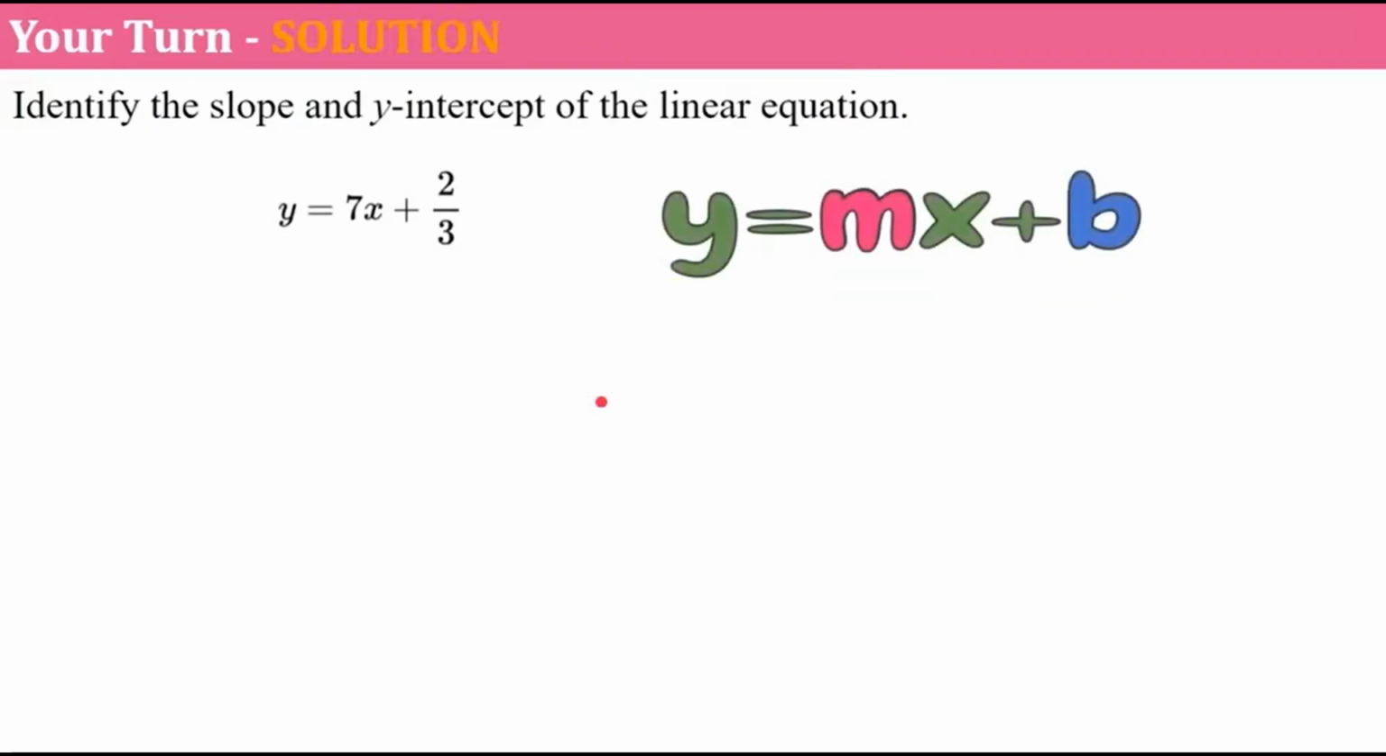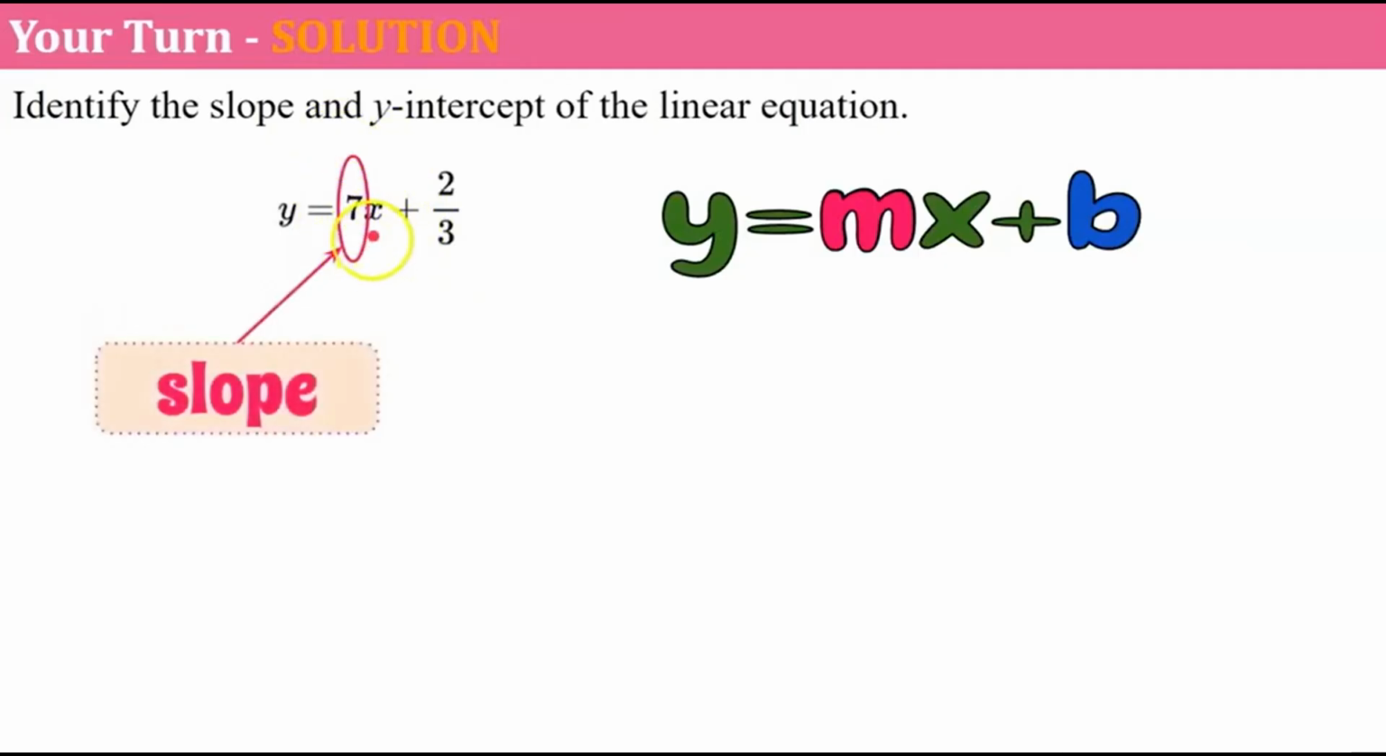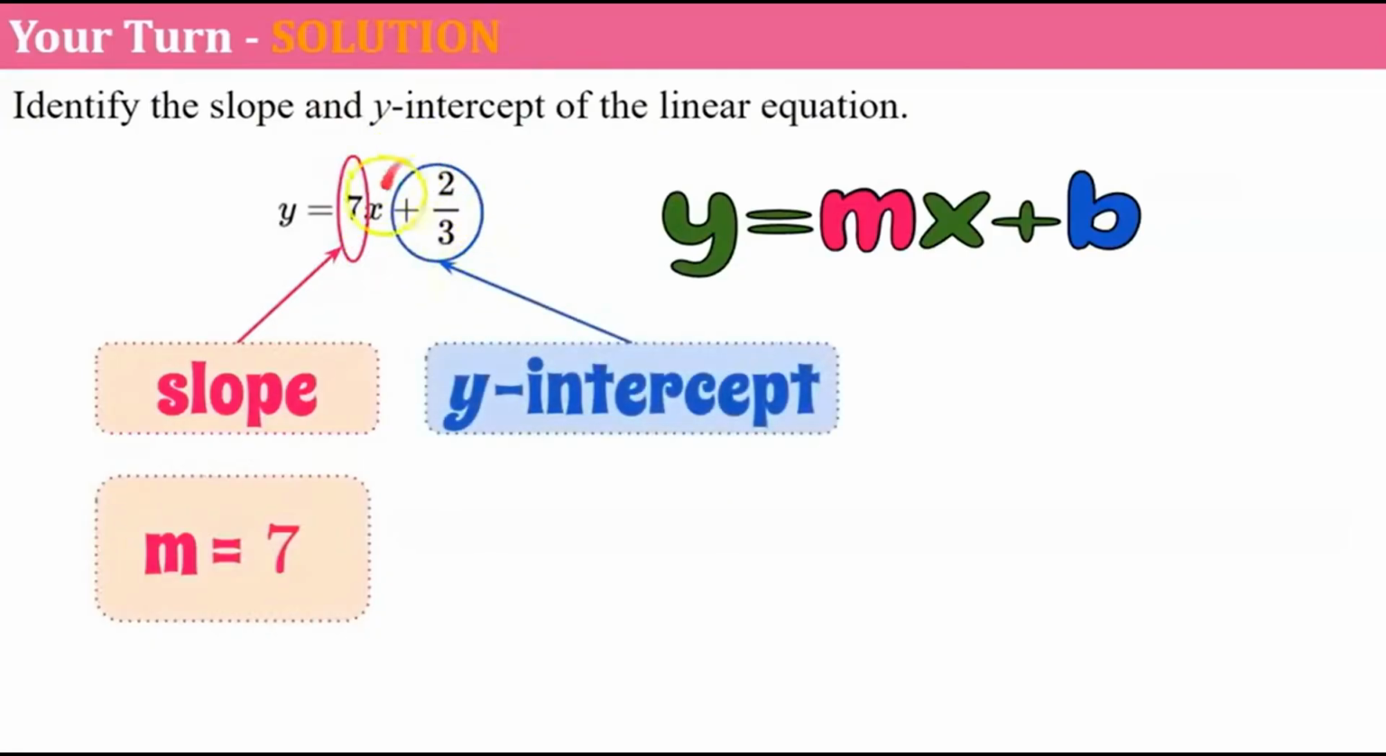Welcome back. So again, it's solved for y, and it has our mx + b. So our slope is the coefficient of x, which is 7, and our y-intercept, or our b, is positive 2/3. So this line crosses the y-axis at 2/3 and has a slope of 7.